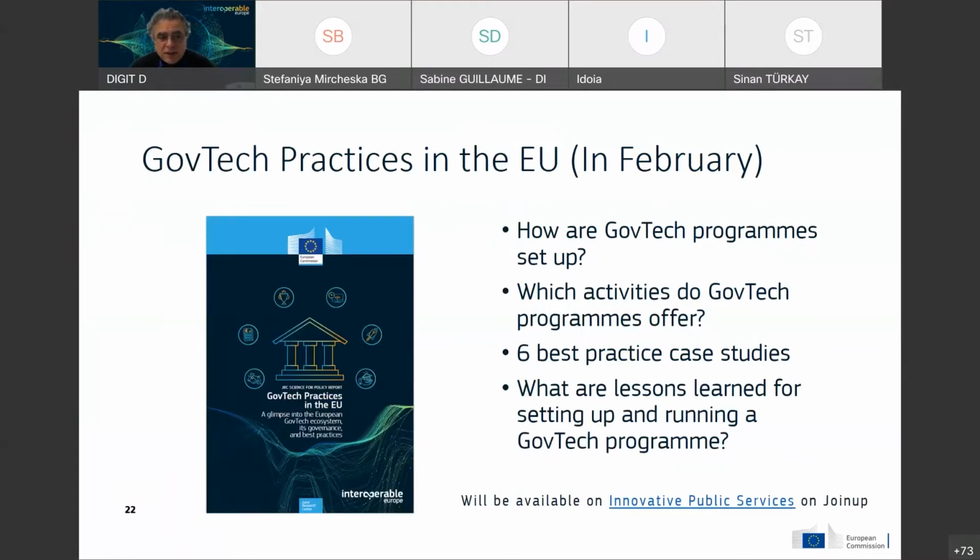Also, to help, there is something that will be published in the coming days or weeks. For those who are not familiar, we have been working on the GovTech practice. It was set up for those who don't yet have a program but who are interested in setting up a GovTech program: how programs were set up and which activities GovTech programs offer. It also uses 6 best practice case studies and lessons learned on setting up and running a GovTech program. We are just finalizing the report, and it will be made available through the Innovative Public Services portal.